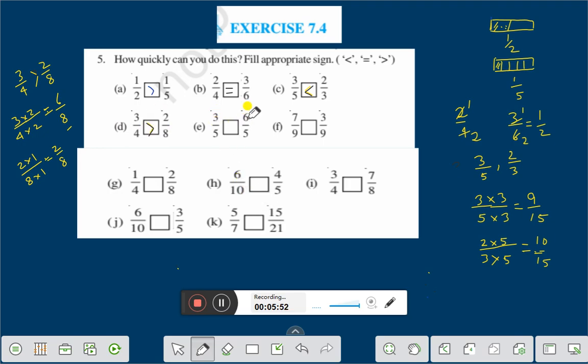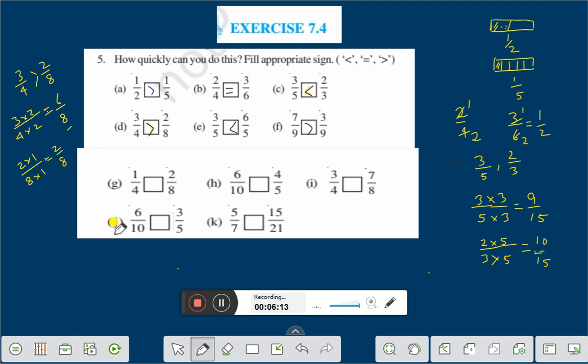This one, 3 by 5 and 6 by 5. Both the denominators are the same. Therefore, we can say that 3 by 5 is less than 6 by 5, or 6 by 5 is greater than 3 by 5. This is 7 by 9 and 3 by 9. Here both the denominators are the same. Therefore, 7 by 9 is greater than 3 by 9.